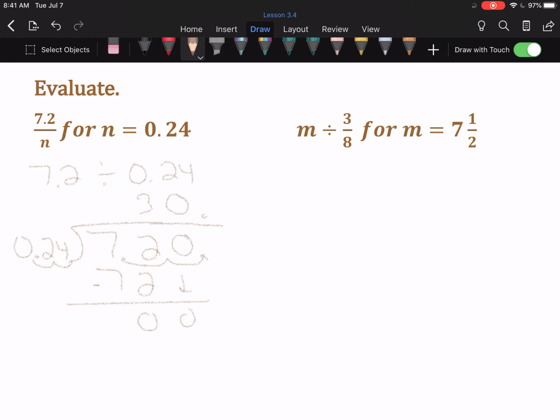And last, we have m divided by 3/8 for m equals 7.5. So this is 7.5 divided by 3/8, and now let's Kentucky fry this. Keep the first fraction, changing it to an improper fraction. So that's 15 halves. 2 times 7 is 14, plus 1 is my 15. There's Kentucky. Now we fry. 3/8 becomes 8/3. And the chicken is changing division to multiplication.